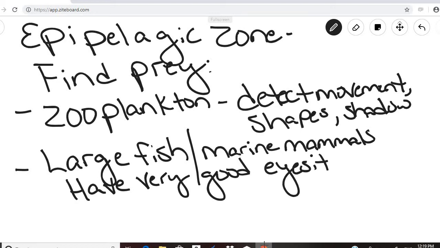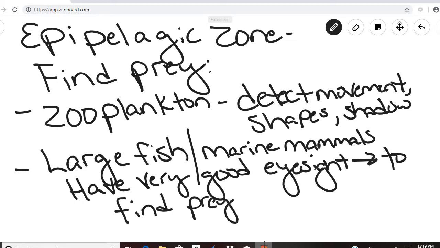And they will use that eyesight to find prey and also to find a mate. If we were to look at the optic lobe of their brain, we would find that relative to the size of the brain, they would have a large optic lobe. So those are two ways.